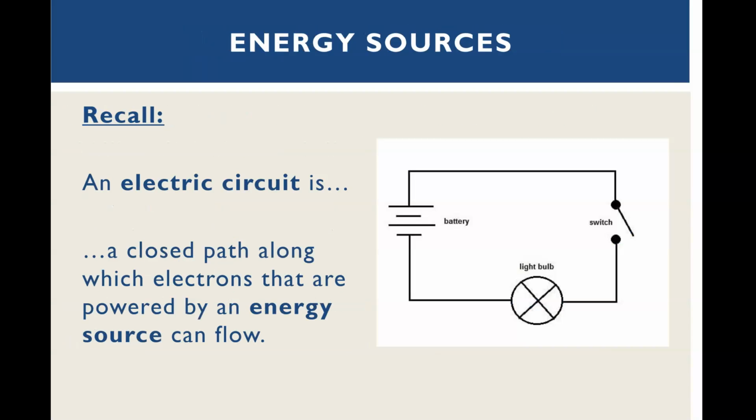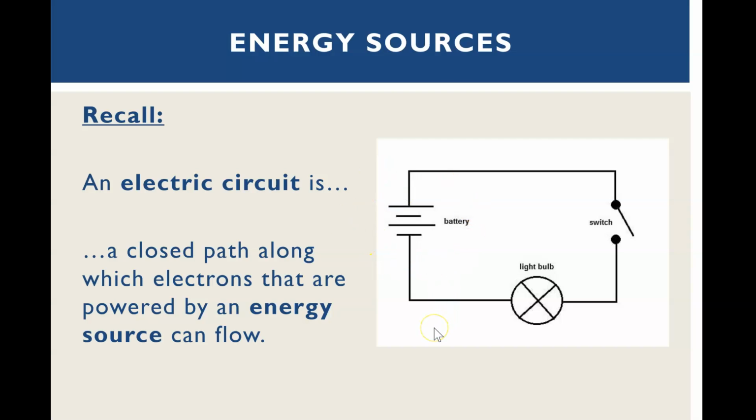So recall from last week, this is a diagram of a very simple electric circuit. As you should know by now, this is an example of a series circuit because there is only one path in which the electrons are able to flow around the circuit. Basically, a circuit is a closed path along which electrons that are powered by an energy source can flow. And in this circuit, the energy source is basically a battery.